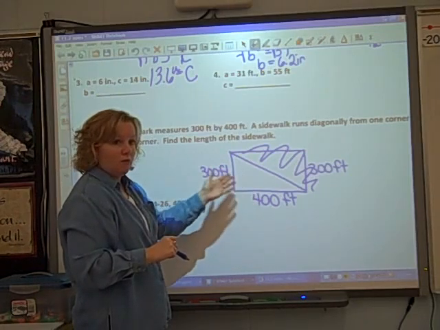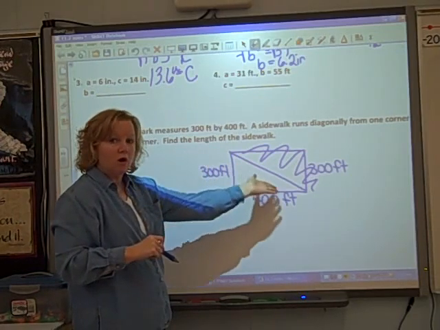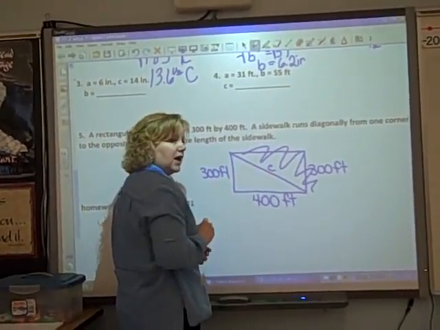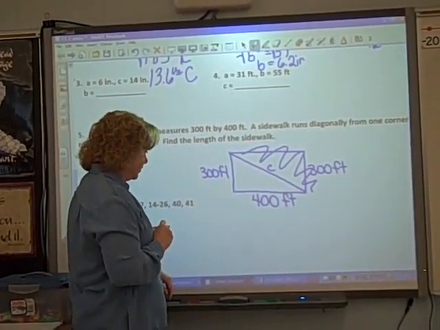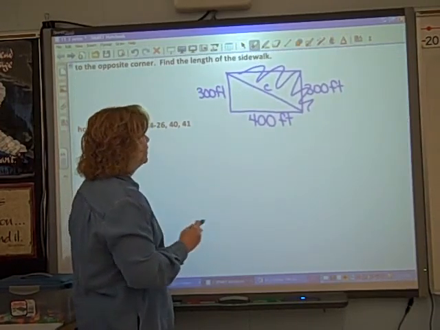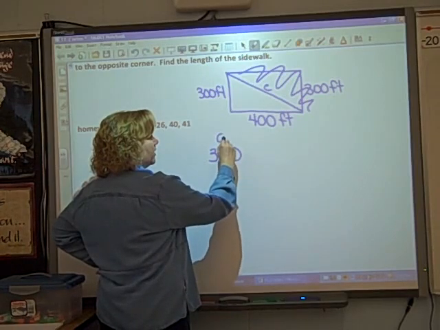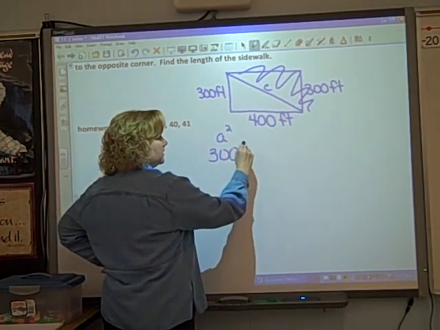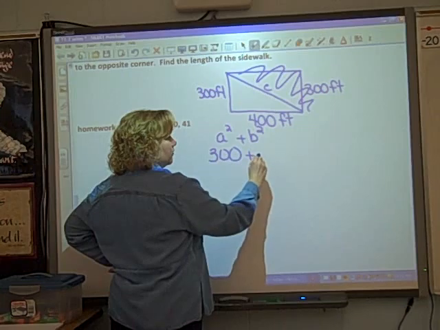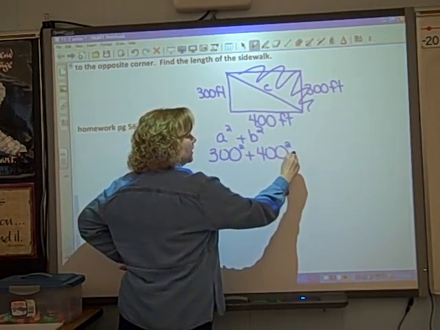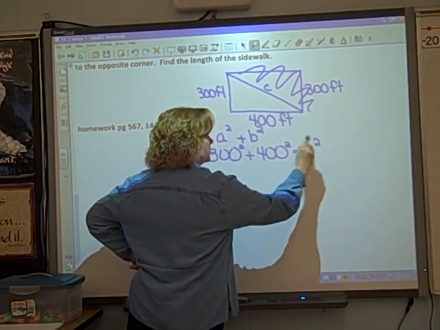What am I looking for then? The sidewalk, we're going to call that what? C. Because that's the hypotenuse of this triangle. So I have 300, that's my A squared, plus 400, which is my B squared, equals my C squared.